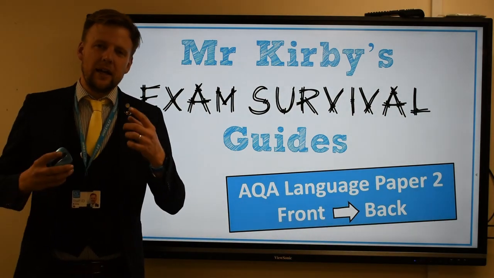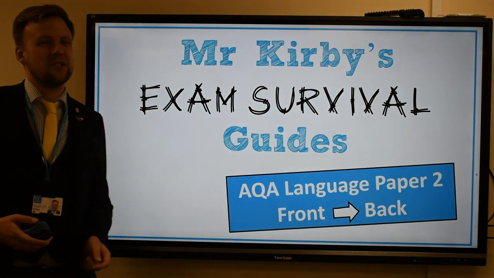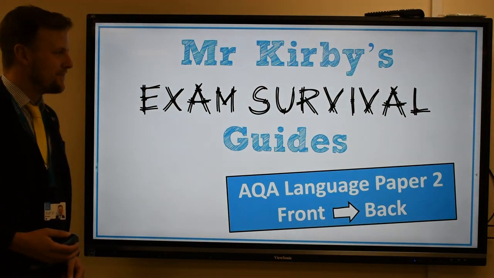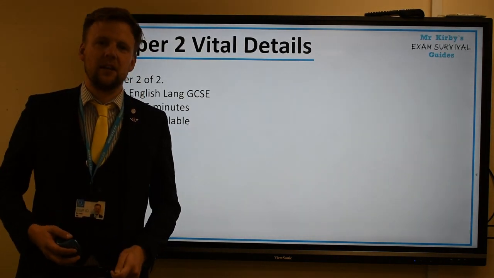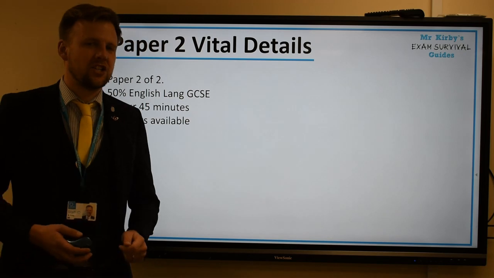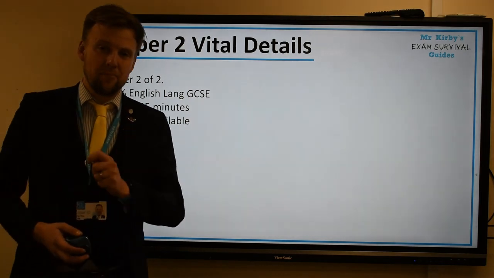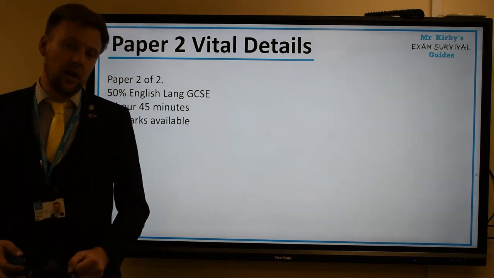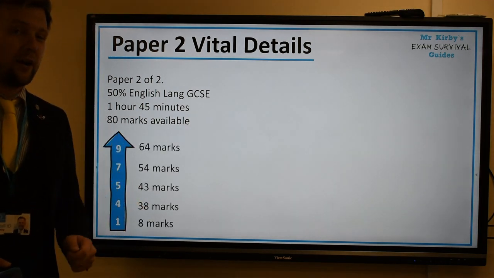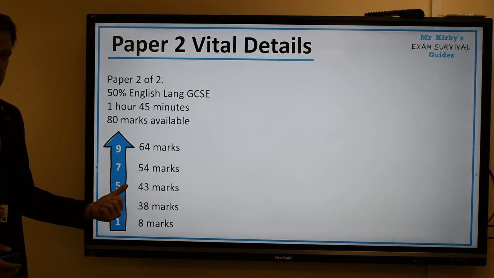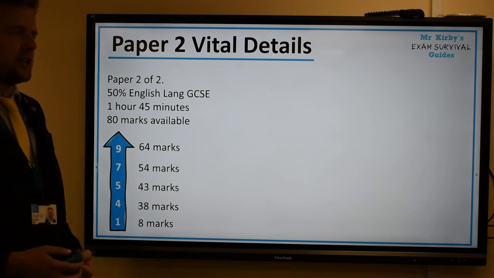Hello folks, here's my run through of Language Paper 2 front to back, okay? Let's get some headlines going. This is the other 50% of your GCSE English language. Both Paper 1 and Paper 2, both out of 80 marks, and for both of them you want to be aiming for half marks if you want to be getting a grade 4. Obviously if you've got high aspirations, you'll see how many more marks you're going to need.